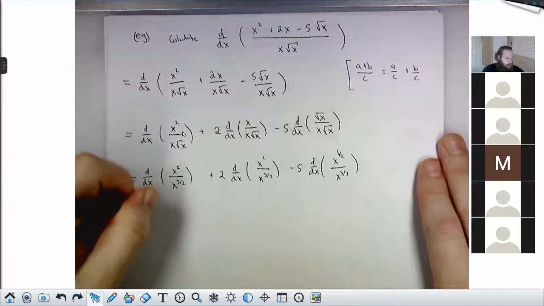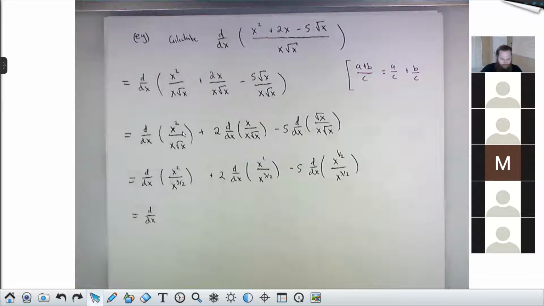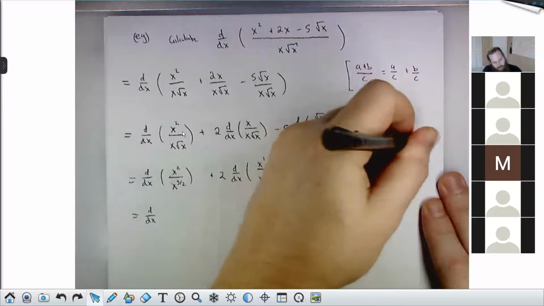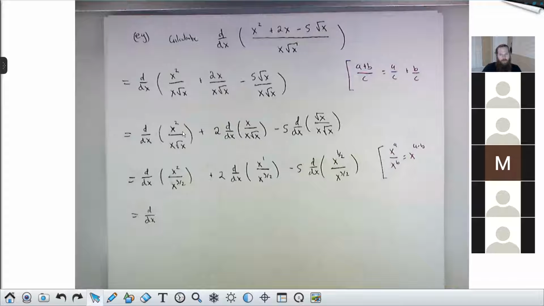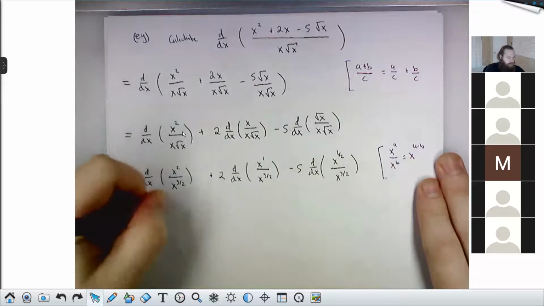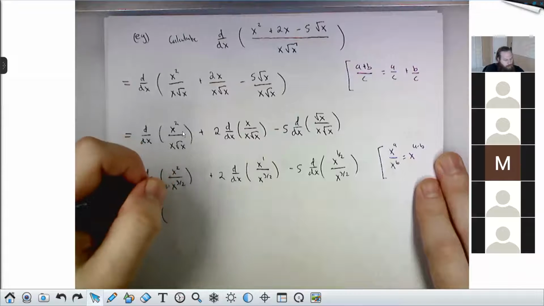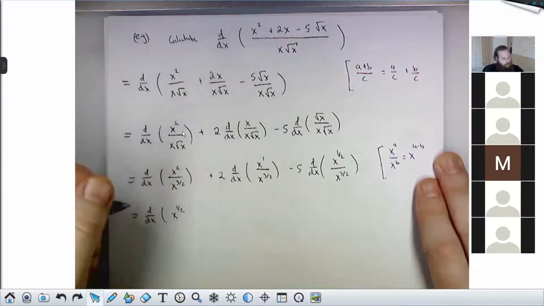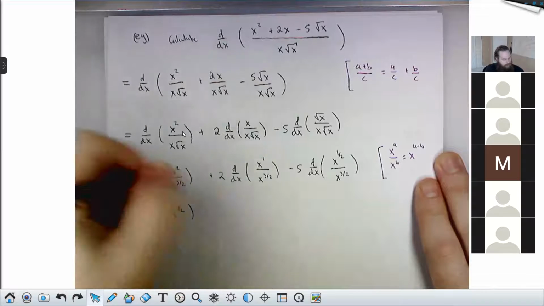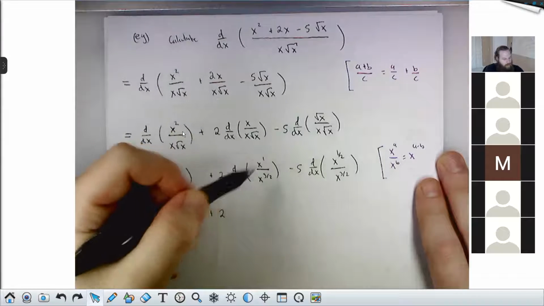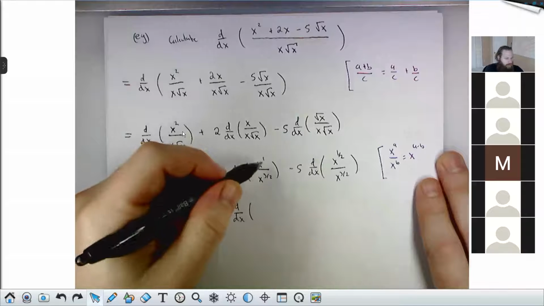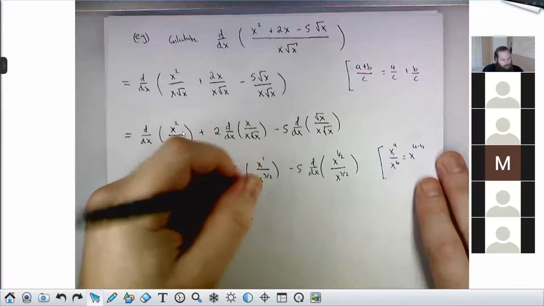And now each of these I can write as a straight up power just using the rules. x to the a over x to the b is x to the a minus b. So this first piece, still no calculus, just algebra, is x to the 2 minus 3 halves. Well, 2 is 4 halves, 4 halves minus 3 halves is 1 half. Plus x to the 1 minus 3 halves. So here I'll have 2 d/dx x to the 1 minus 3 halves. Well, that's negative 1 half, right? 1 is 2 halves, 2 halves minus 3 halves is negative 1 half.